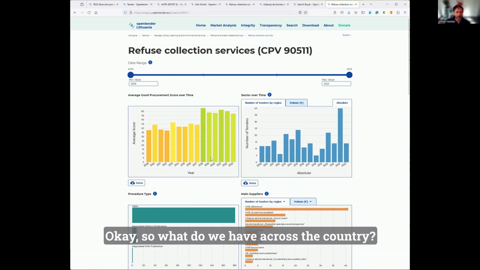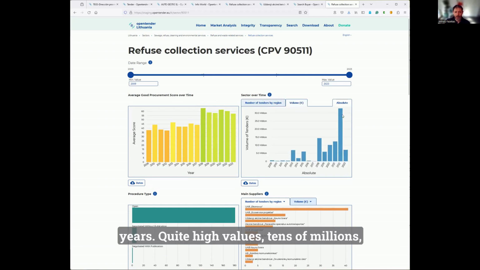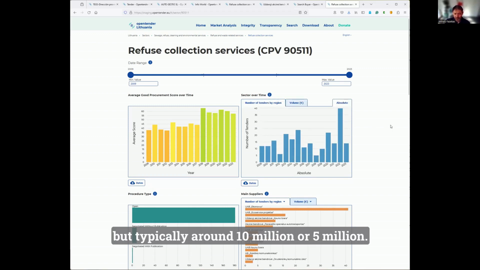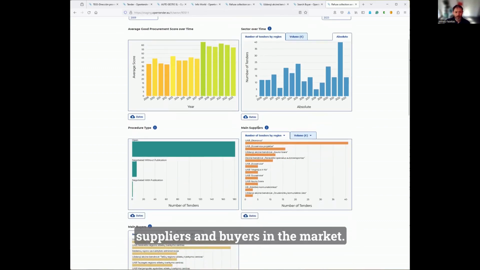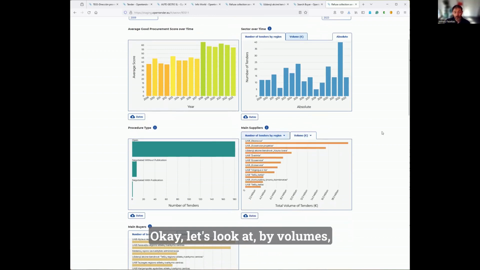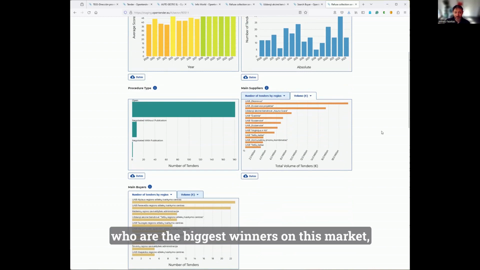Okay, so what do we have? Across the country, we have basically a steady flow of contracts. In some years, quite high values, you know, tens of millions, but typically around 10 million or 5 million. We can also look at who are the different suppliers and buyers in the market. Let's see who are the suppliers, okay? Let's look by volume. So who are the biggest winners on this market? UAB Econovus, and then so on and so forth.